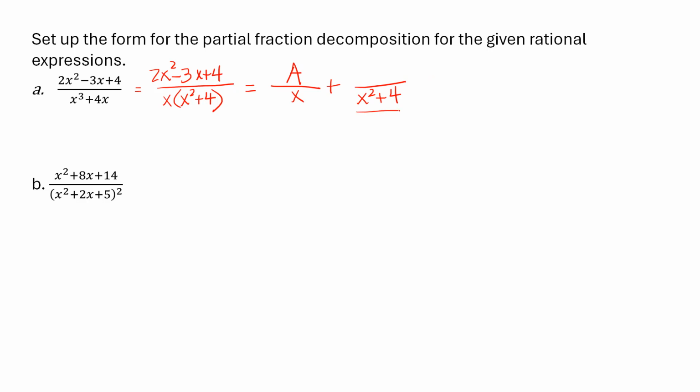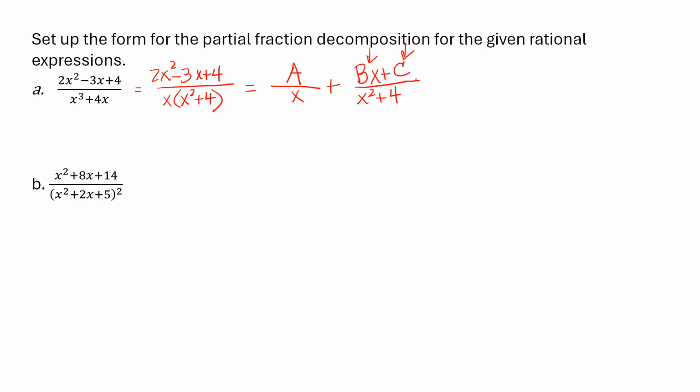X squared plus 4 is not linear. It's not a linear expression. It's a quadratic expression because x has a power of 2 on it. So the numerator has to be 1 degree lower than what the denominator is. It has to be linear on top. So we will write a linear expression, bx plus c. It has to have an x term and a constant term. So when you have a quadratic expression in the denominator, the numerator has to be linear.